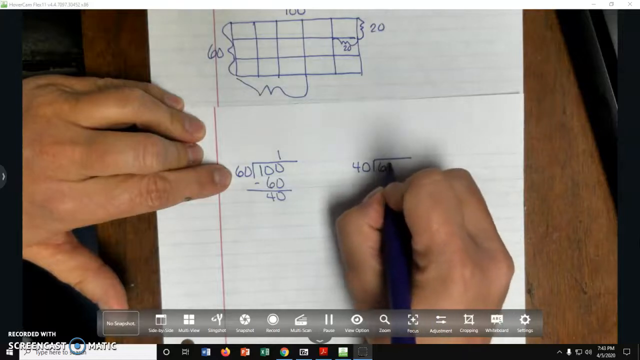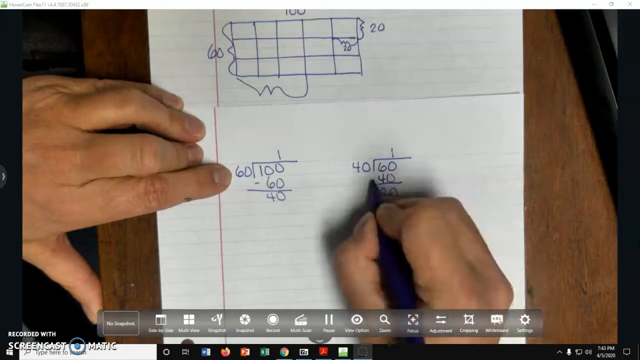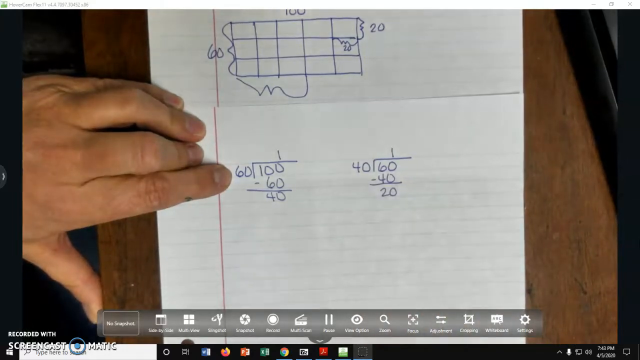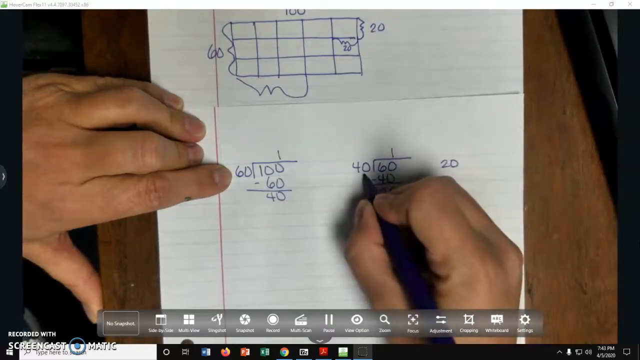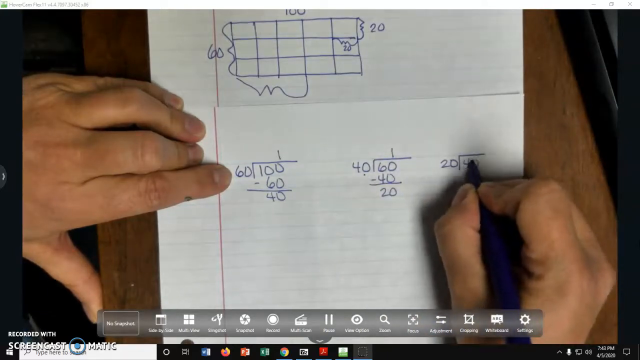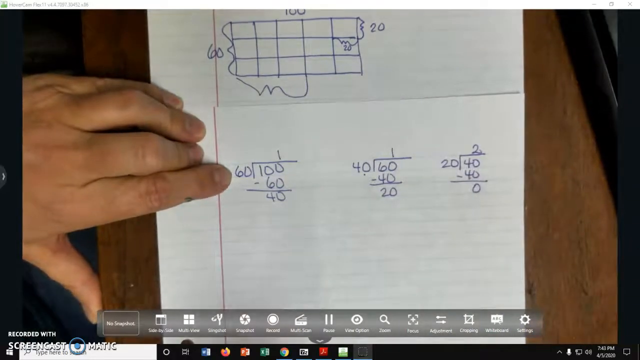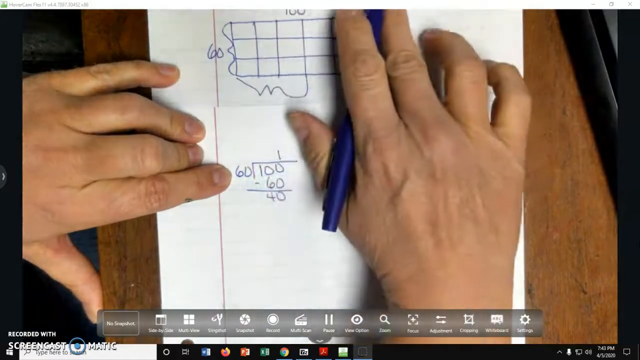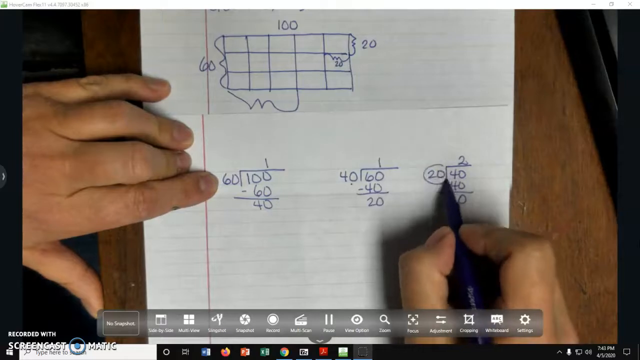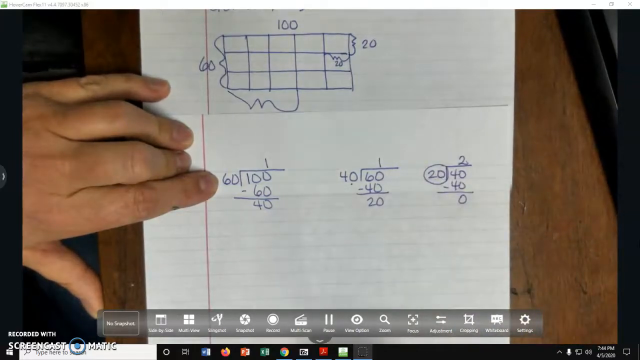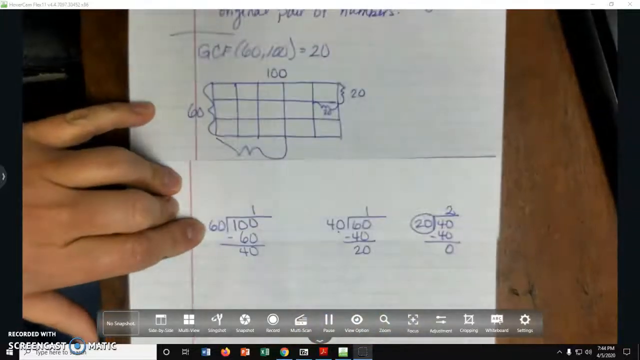I should have written these closer together, sorry. So we're going to divide that into the divisor, and we're going to get a remainder of 20. Now we're going to repeat the process. We're going to take that remainder and divide that into this divisor, and we're going to end up with 2. Then step number 4, the final divisor is the greatest common factor of the original pair of numbers. So up here, the greatest common factor of these is 20.